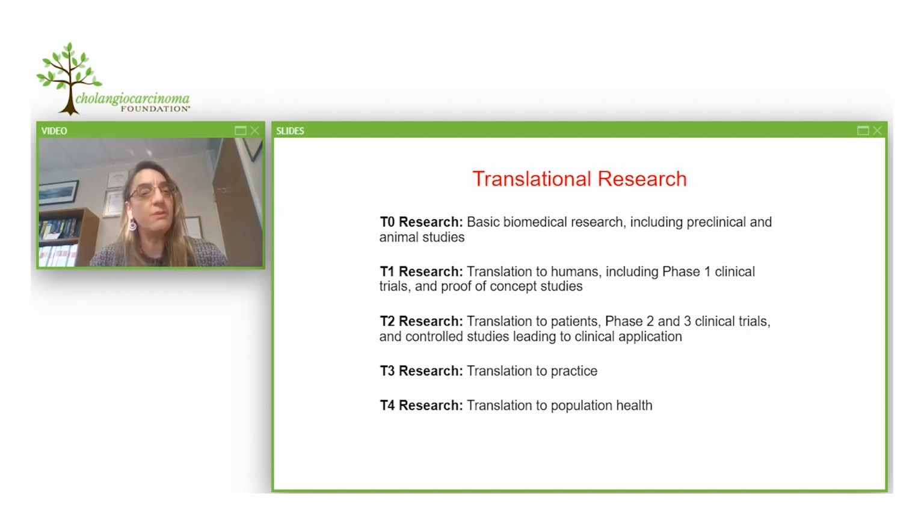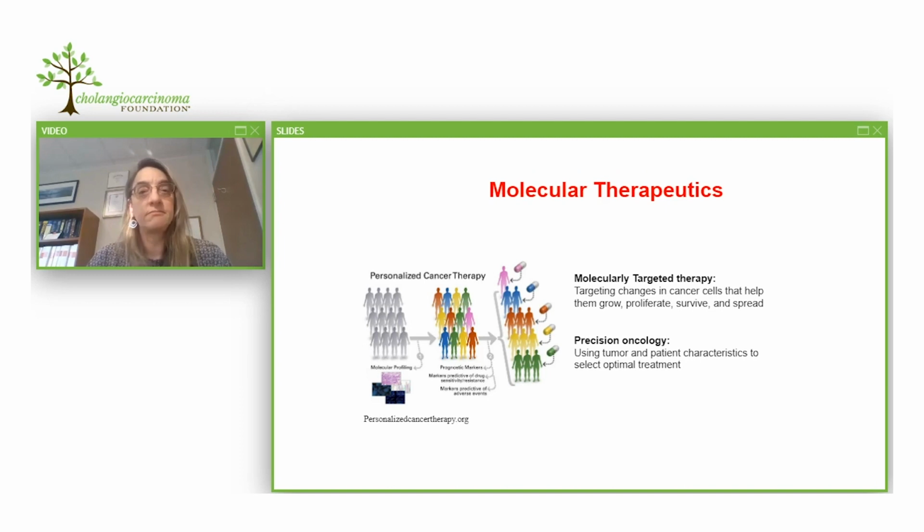And finally, T3 research, translating into practice. And T4, translating into population health. Today, I'm going to mainly focus on T0, T1, T2, and with a focus on molecular cancer therapeutics.